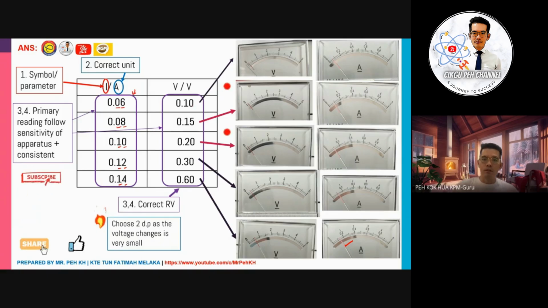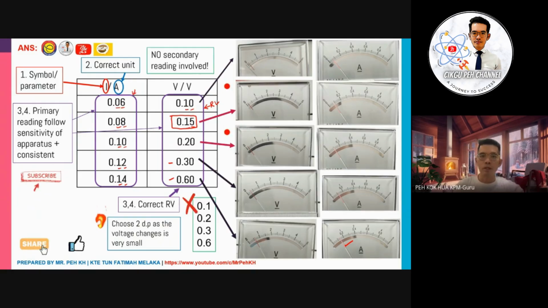Okay, so for the RV, when you choose the smallest division of 0.05, which is 2 decimal places, when you write your reading for the voltage, you also need to give 2 decimal places. Let's say you write 0.1, 0.2, 0.3, and 0.5, and there is only the second RV here, 0.15. That means the reading is considered as not consistent, so the mark will be deducted.